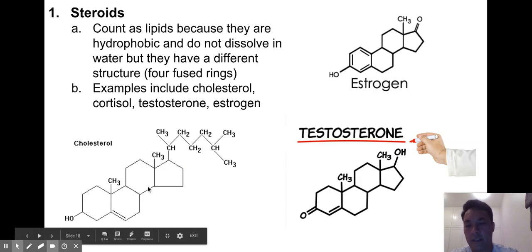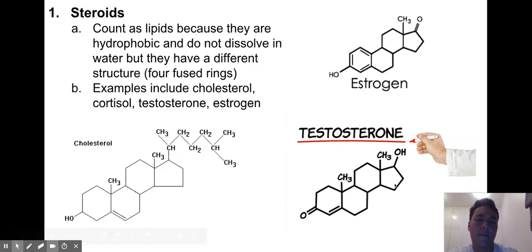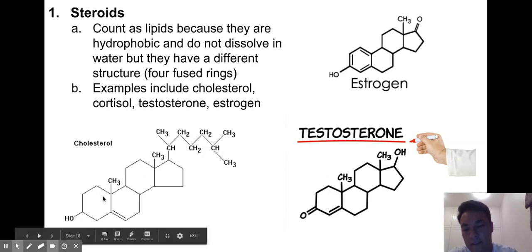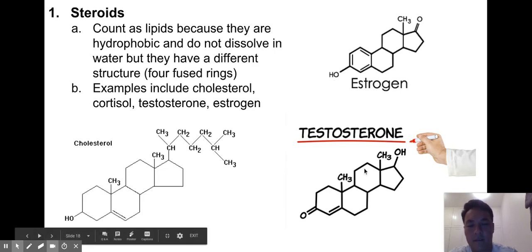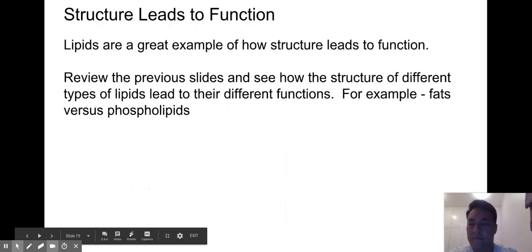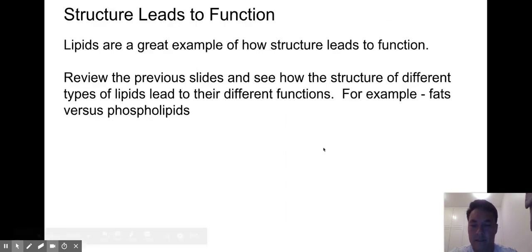They have these ring shapes, these four fused rings. So why are they lipids? They're lipids because they're nonpolar and they can cross easily into cells, and then they can make things happen. This is pretty cool, though. You'll see that they have a similar structural backbone and different little functional groups. And those different little functional groups make them have different purposes. All right, so that was lipids.